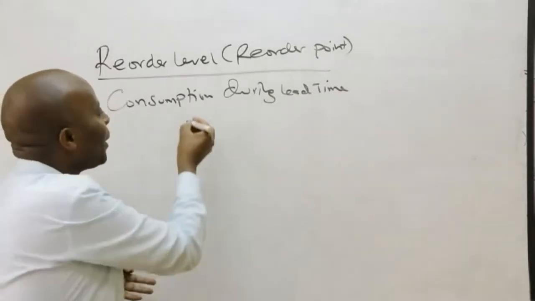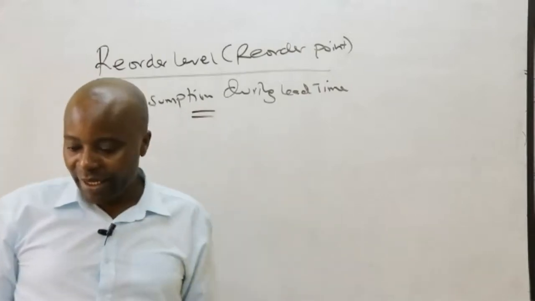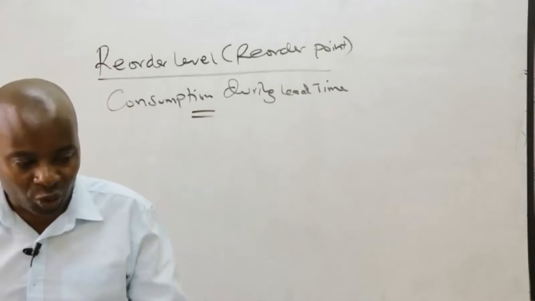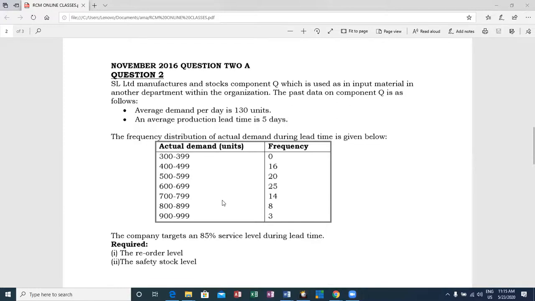Ladies and gentlemen, here they have given us the consumption per day. If you go to the question, you will see they have given us the demand per day as 130, times the lead time. The lead time has been given there as 5 days. So 130 times 5 days, what figure will we get here?